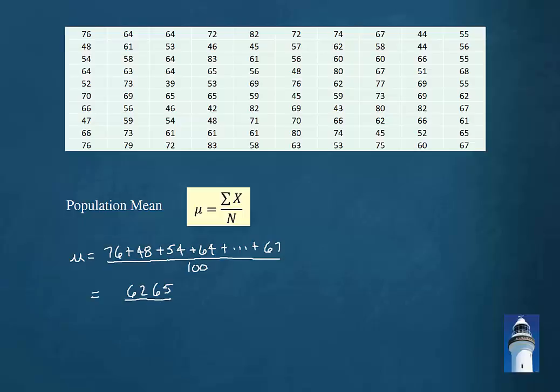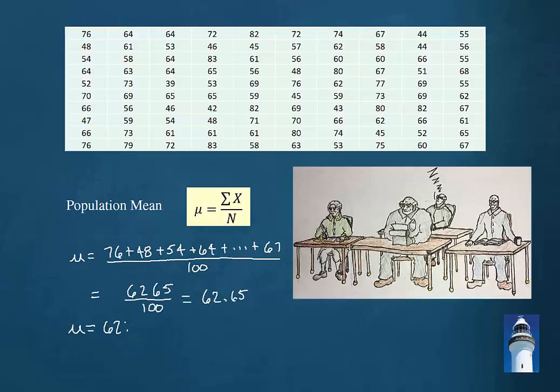Since our data set consists of whole numbers, we should round our result to the nearest tenth of a year. So, as of June 2016, the mean age for all U.S. senators was 62.7 years.